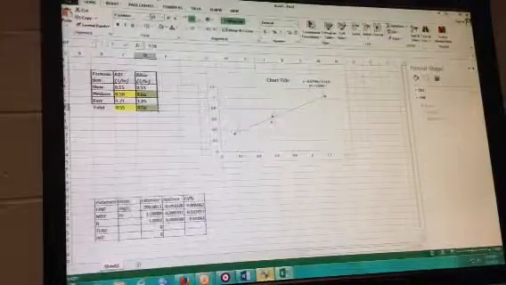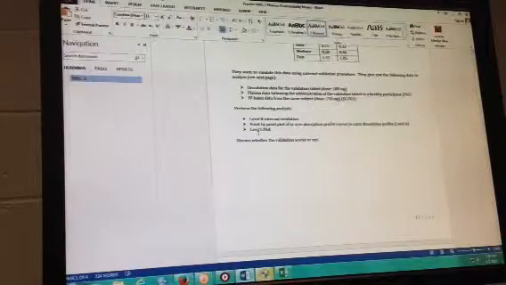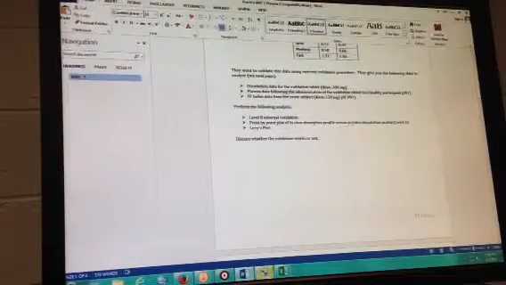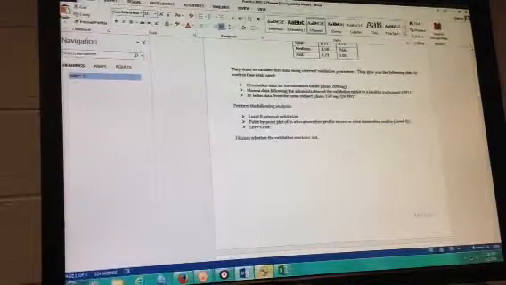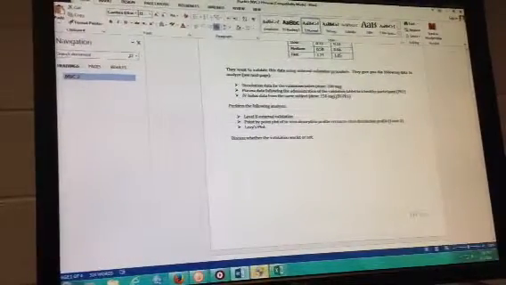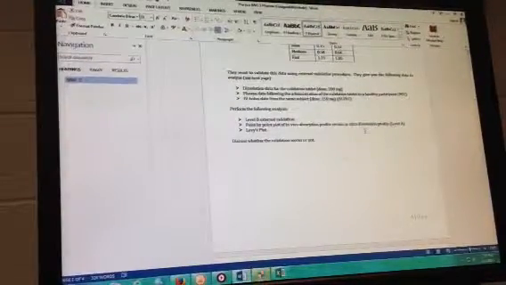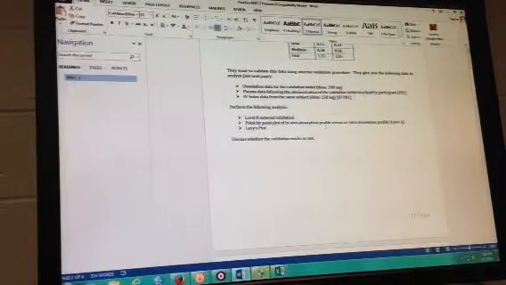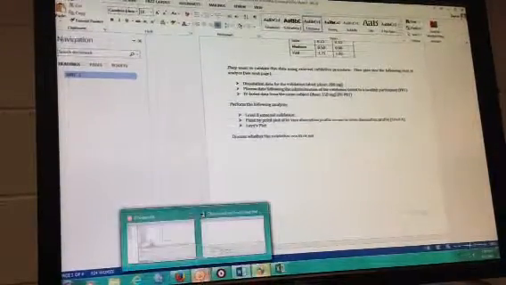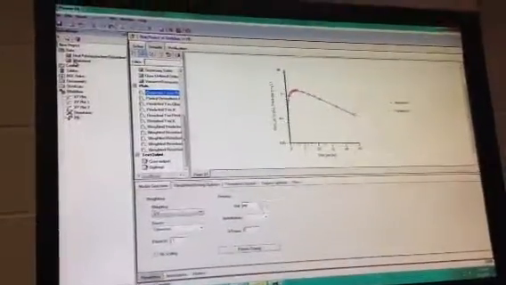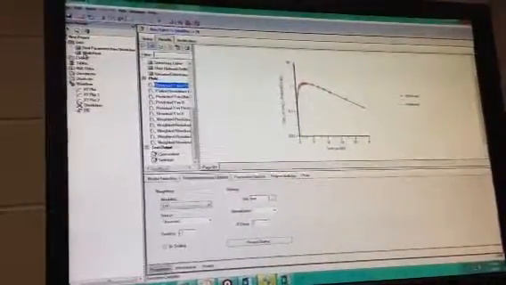So we move on, and the problem also asks us to do a point-by-point plot of in vivo absorption profile versus in vitro dissolution profile. So that would be a level A, okay? So I have the in vitro dissolution profile. How do I find the in vivo dissolution profile? To find it, I have to apply the deconvolution method.